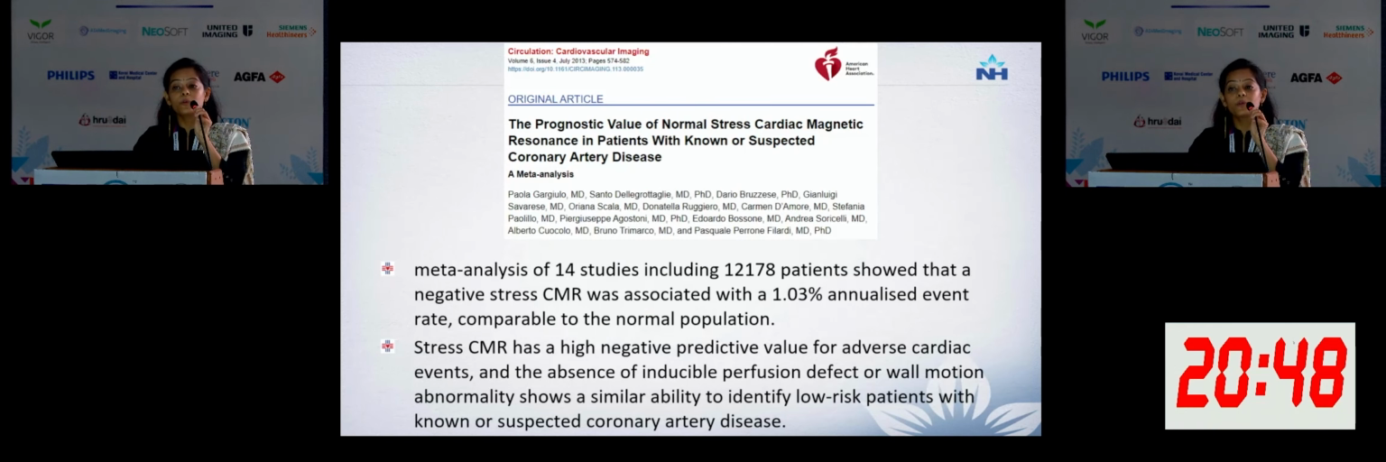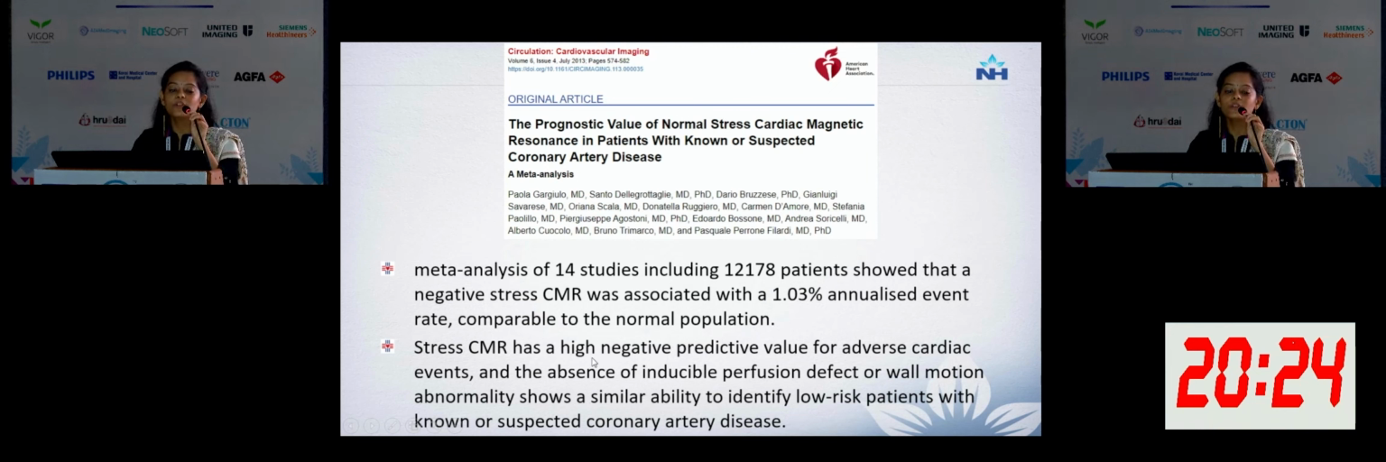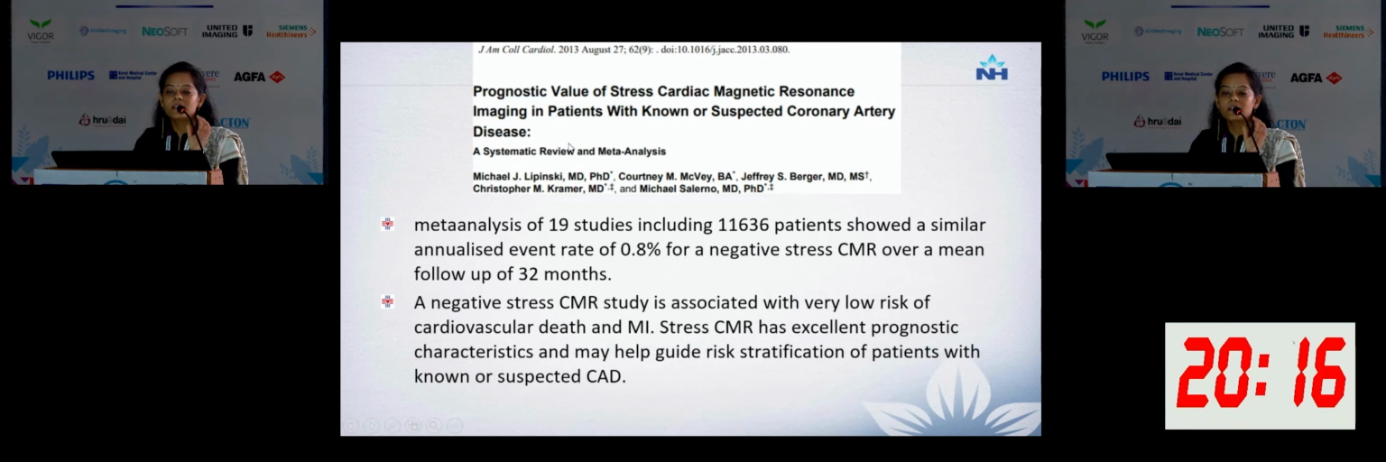Now to talk about the value of stress MR in prognosis, there is this meta-analysis which talks about 14 studies with more than 12,000 patients, and they said that negative stress CMR is associated with a 1% event rate, which is equivalent to the normal population. So it has a very high negative predictive value. If your stress MR is negative, it is unlikely that you will have an event or significant coronary artery disease. And this is another meta-analysis which again said the same thing about the prognostic value of stress CMR.